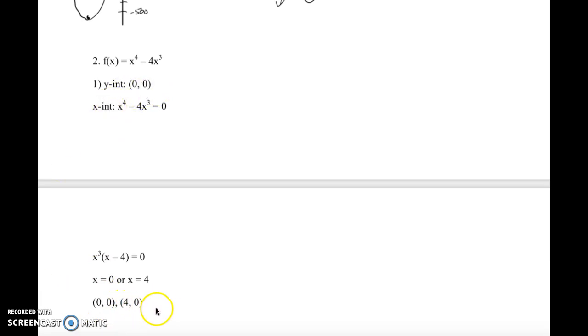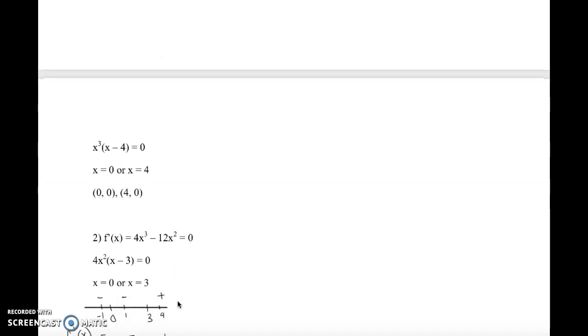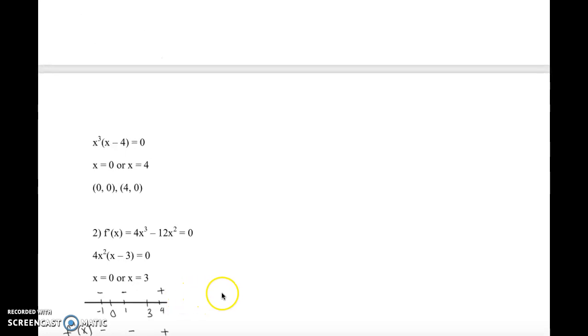And of course (4, 0) for our other x-intercept. So it crosses at the origin and at (4, 0). All right, we'll go ahead and find the first derivative. We have 4x cubed minus 12x squared.